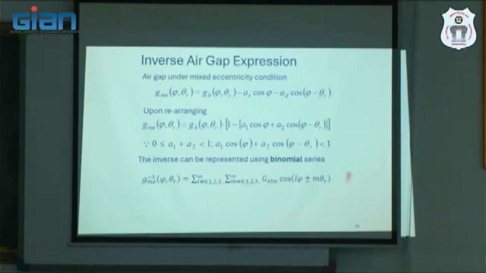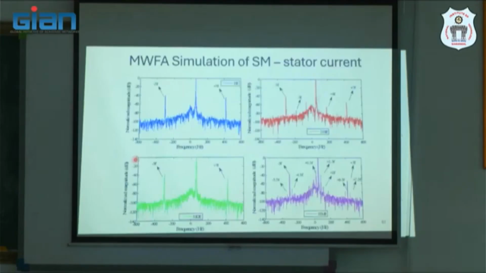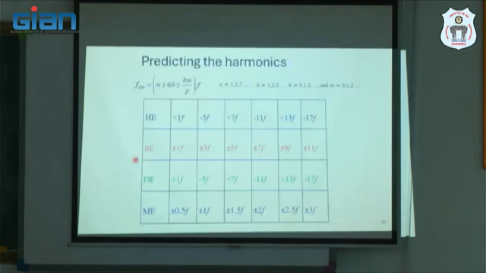Okay. So you will see that this is how we have to take the inverse air gap function, and then we have to carry out MMF and permeance analysis. When we do it for salient rotor structures, different fault frequencies appear. So this can be visualized. The healthy condition results in certain frequencies, and then static, dynamic, mixed.